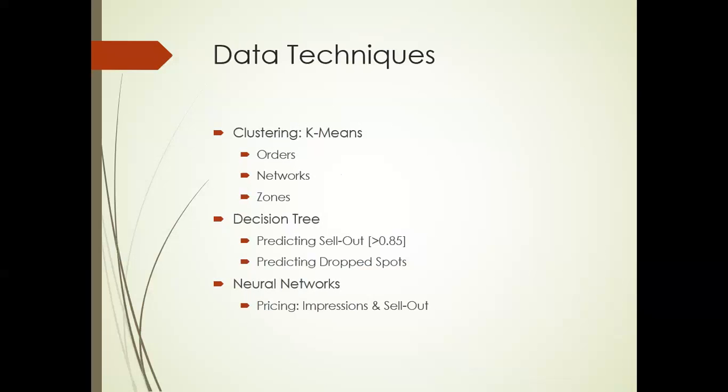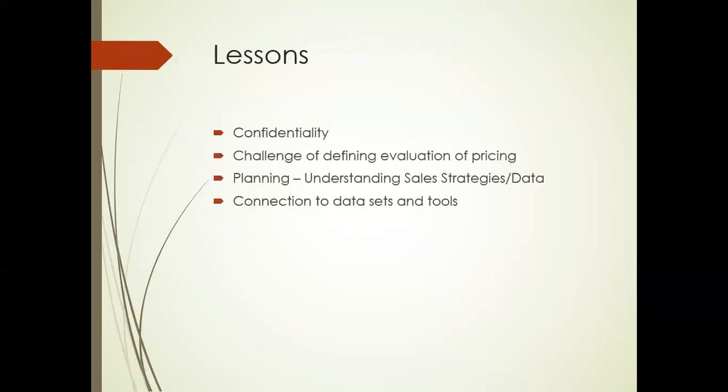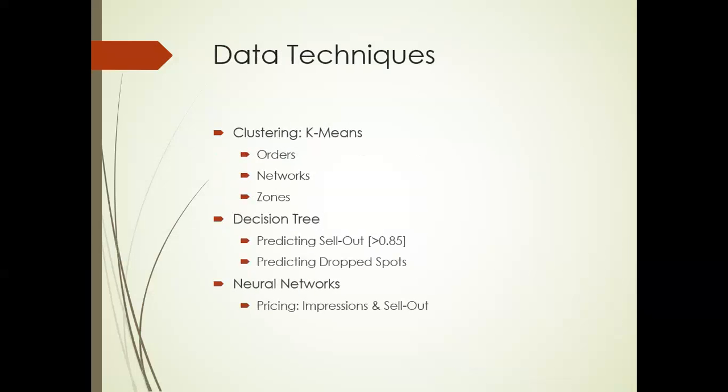And then also the predicting of the drop spots, so for oversell or different kinds of exceptions that would cause a drop spot. And then lastly, the artificial neural networks, looking at pricing based on our impressions and sellout so that we can find our areas of opportunity to classify, where we're looking at which zones and which networks to effectively price a certain way and use a different pricing strategy based on what the different variable calls for.